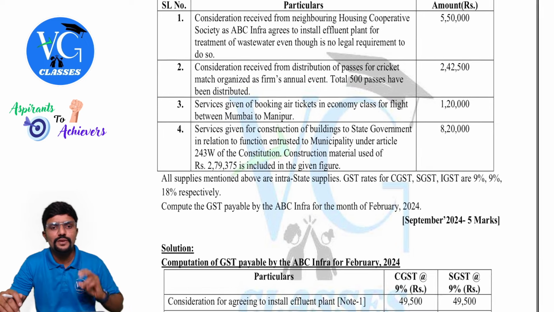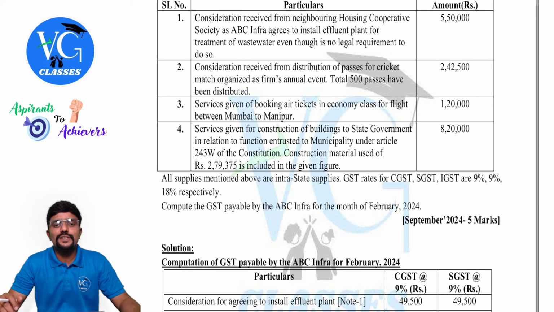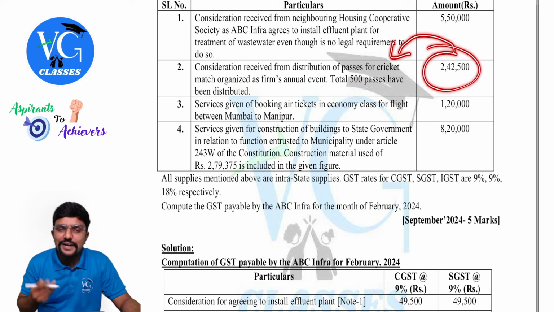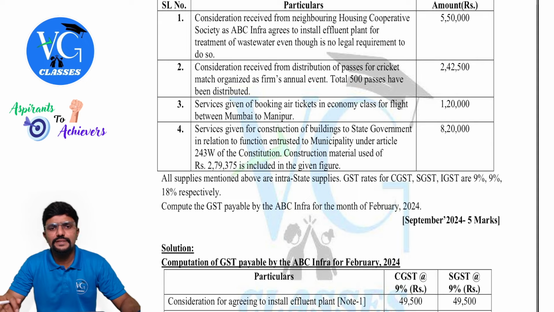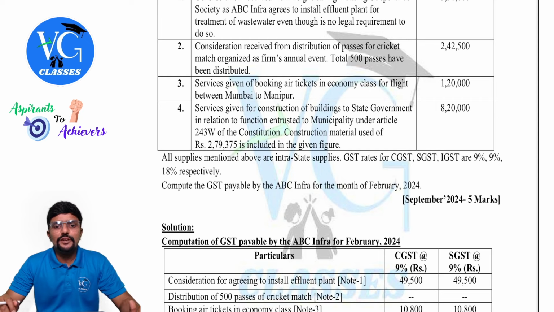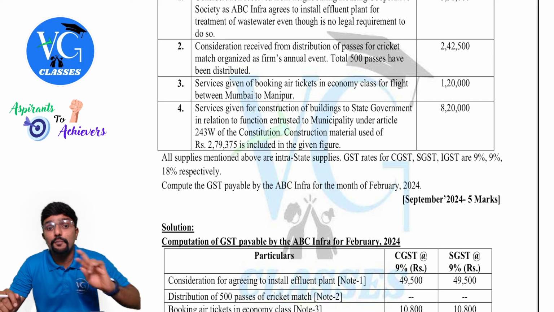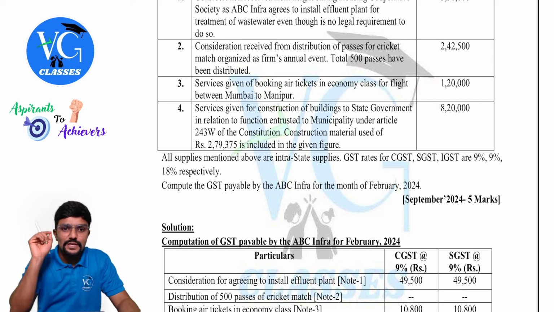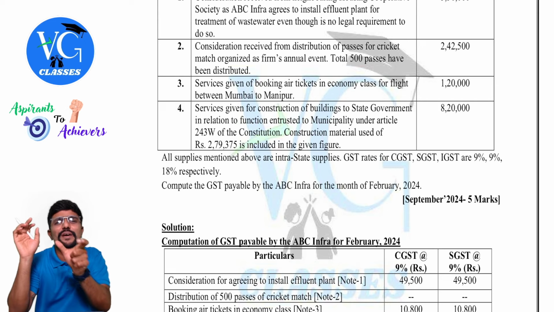Yes, 5,50,000. Next, consideration received from distribution of passes for cricket match organized as firm's annual event. Total 500 passes have been distributed. So you have to see per pass how much, guys. So 2,42,500 divided by 500 you do. You will get to know per ticket or per pass how much. Next, services given of booking air tickets in economy class for flight between Mumbai to Manipur. How much, sir? 1,20,000. Services given of booking air tickets. So they are providing what service?